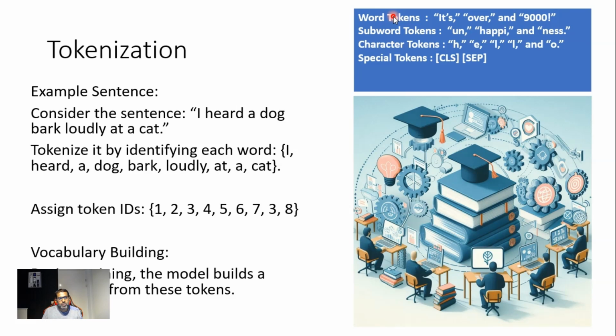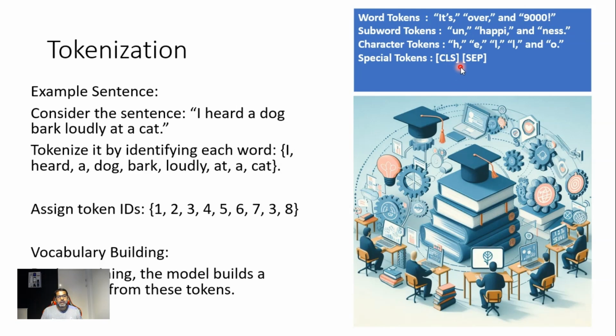Then the subword tokens can be parts of words, such as subword units or character fragments. This subword tokenization allows the large language models to handle large vocabulary words and capture the fine-grained parts of them. For instance, the word unhappiness might be split into subword tokens, un and happiness. You see here what is split from a single word. And the character tokens are the individual letters. And the last one is called the special tokens.